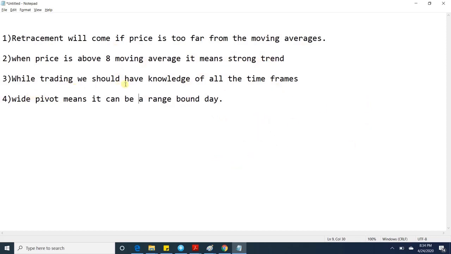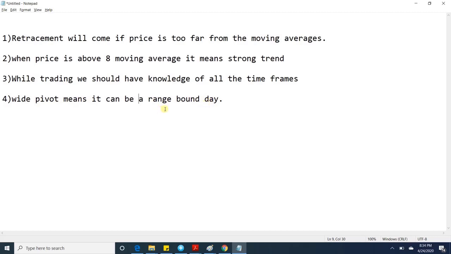While trading, we should have knowledge of all the time frames. So if you're trading intraday, we're using 5-minute charts, but we should have knowledge of all the time intervals like 15 minutes, half hour, 1 hour. And fourth is a white pivot, which means it can be a range bound day.